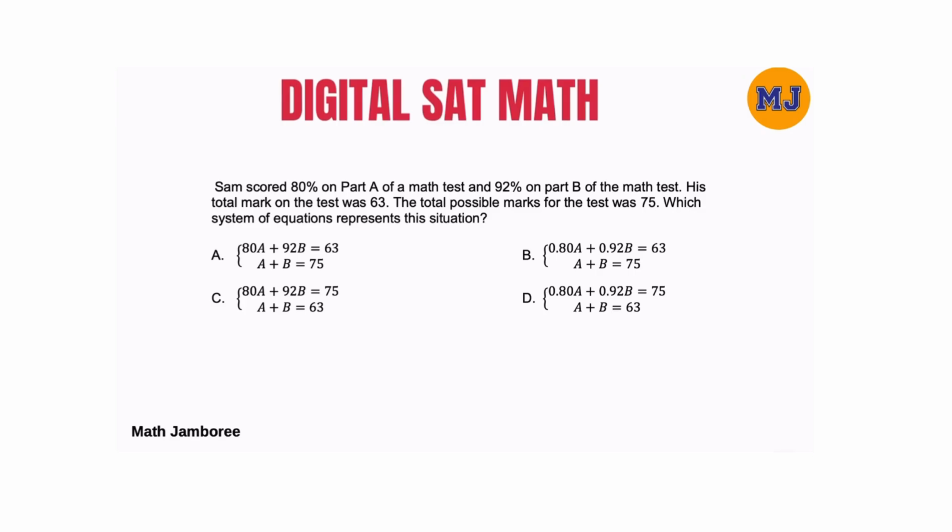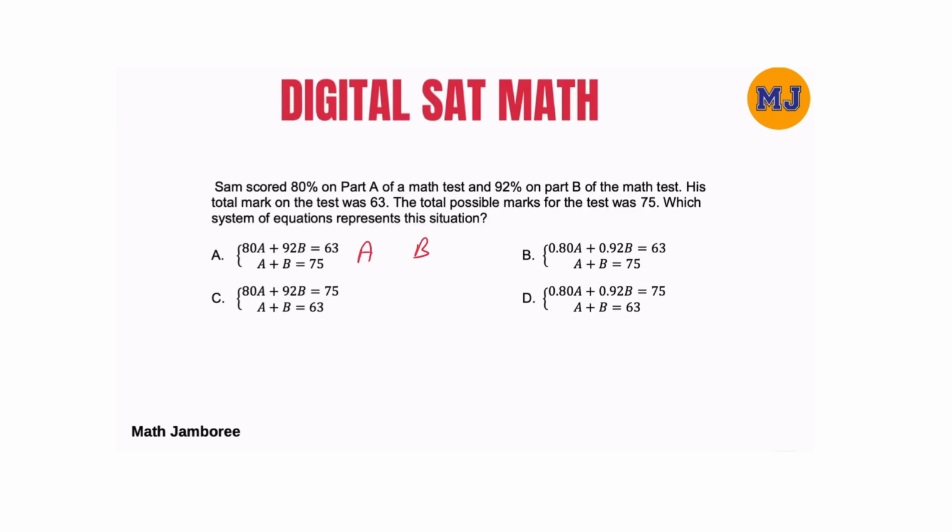Alright, let's break this down step by step. First, let's define our variables. We'll let A be the total possible marks from part A, and B the total possible marks for part B.